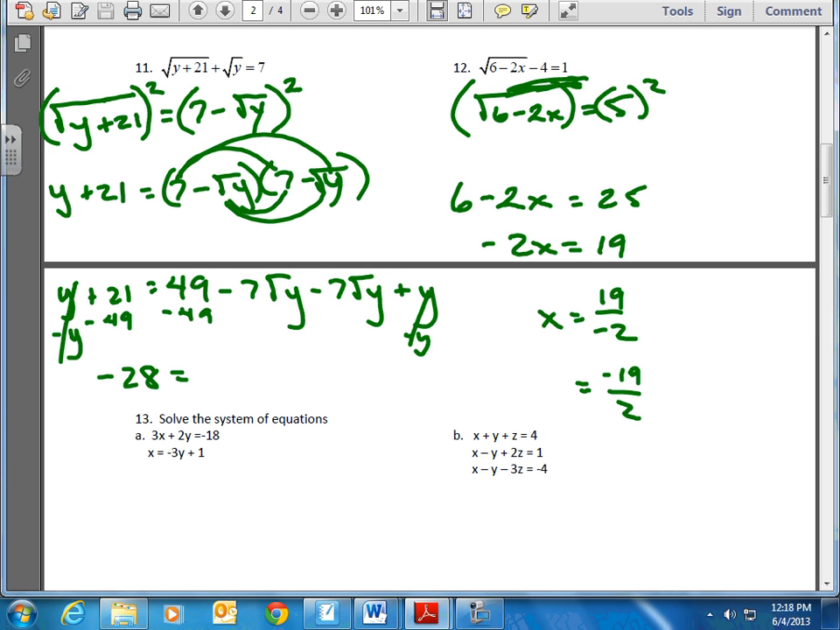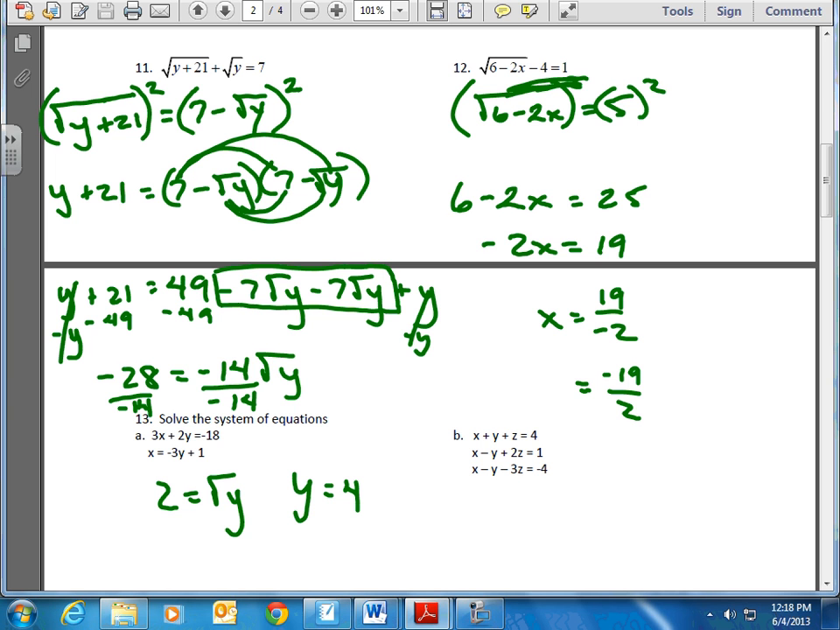Right-hand side, I can put these two things together. And this goes a little bit further up into chapter 7, or chapter 8 and 9. When I have the same term underneath the radical, I can add the coefficients together, and I get negative 14 square root of y. My goal, get the radical by itself. So I divide by negative 14. And so 2 equals the square root of y. Square both sides, and y equals 4.